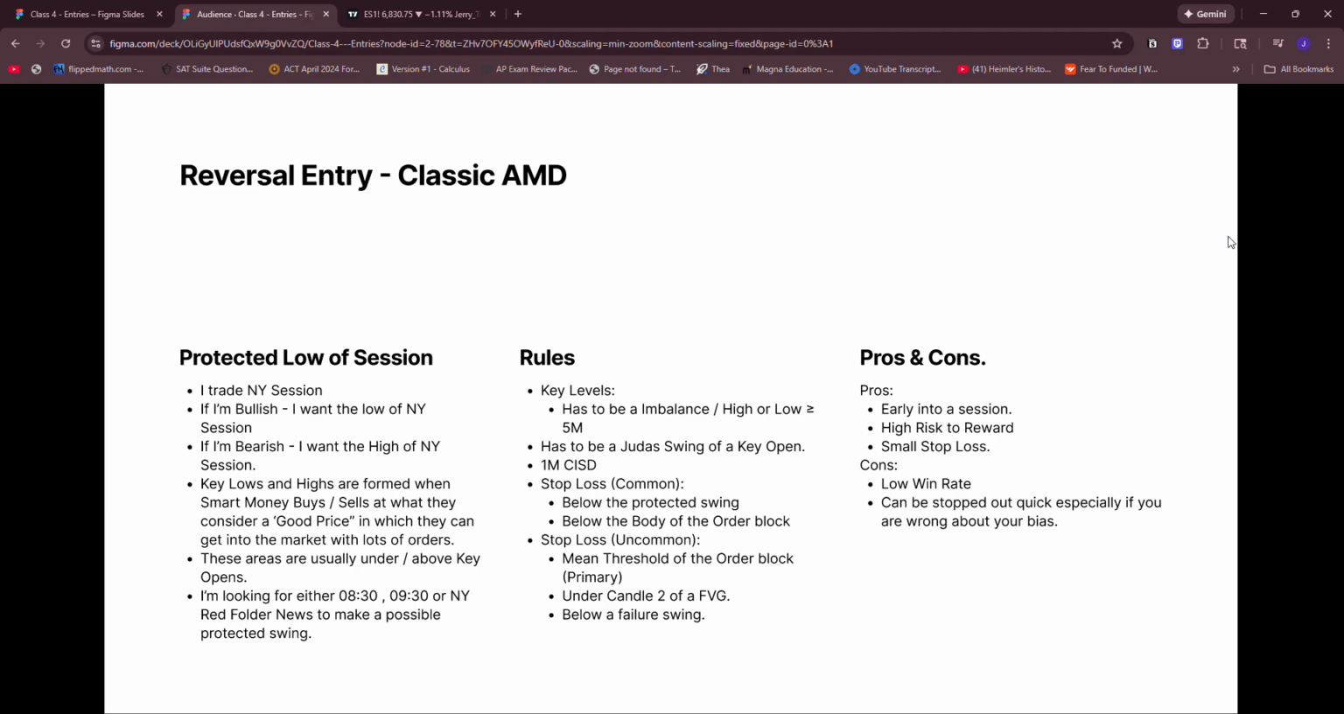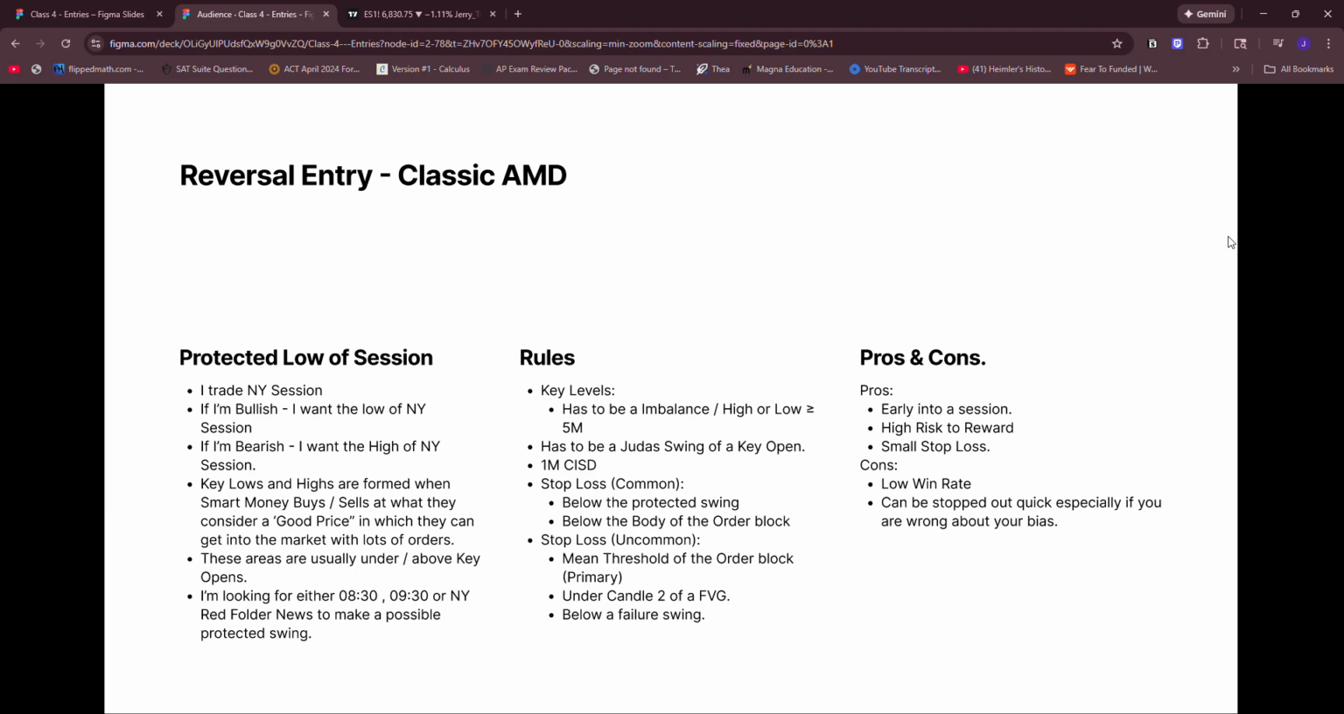When looking for continuation entries, it's much more high probability. If I'm in a continuation entry, I would have a weekly protected low, a daily protected low, a session protected high or low, or the high or low of New York session, so those 3 protected highs and lows. And as you remember, protected highs and lows are protected by other protected highs and lows, so it forms that kind of stair formation. So basically, with a protected high or low, I trade New York session. If I'm bullish, I want the low. If I'm bearish, I want the high.